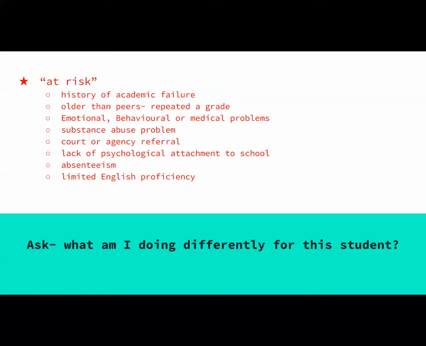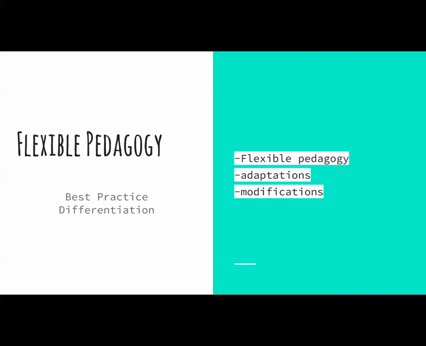Once you look at that, you can also ask yourself: what am I doing differently for this student? What am I doing specifically for the student? How am I tracking what I'm working on? We're trying to get from point A to point B to point C to point D. How am I doing that for the student? What am I doing differently? And this really comes into question with this whole concept of flexible pedagogy, which is our best practice.